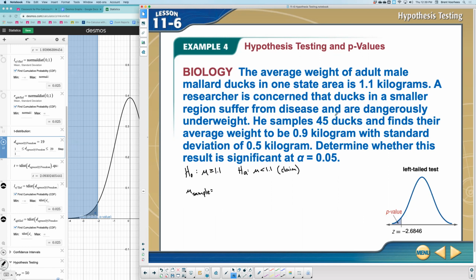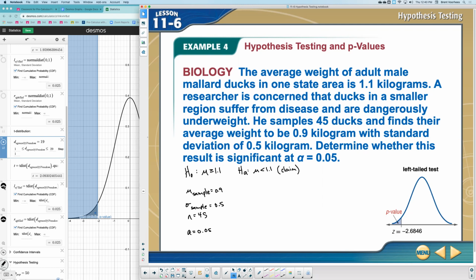Let's say we sample 45 ducks, so this will be a normal distribution because it's over 30, and find that the average weight to be 0.9 kilograms with the standard deviation of 0.5. We want to determine whether this result is significant at alpha 0.05 or 95% confidence. That's another way of thinking about it.